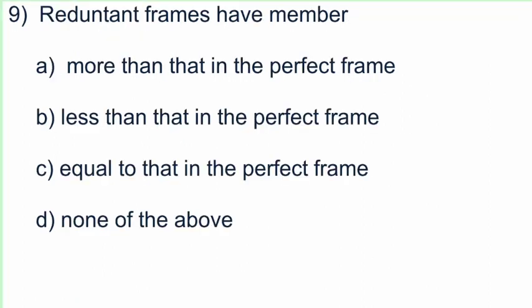Ninth question. Redundant frames have member: option A, more than that in perfect frame; option B, less than that in perfect frame; option C, equal to that in perfect frame; and option D, none of the above. The answer is option A, more than that in perfect frame. Redundant frames have member more than that in perfect frame. Option A is the answer.